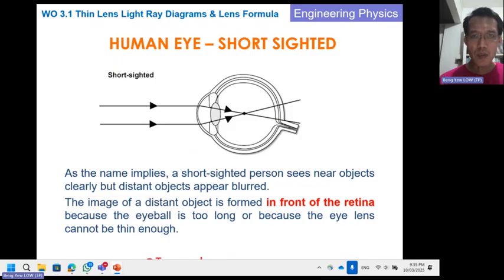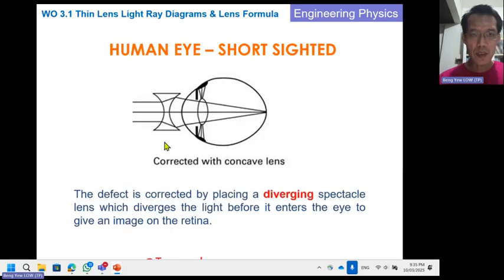How do we correct the vision in this case? We have to make use of concave lens. What the lens does is that it broadens the light path, and when the broader beam enters the eyes, the image is projected at the rear where the retina is.